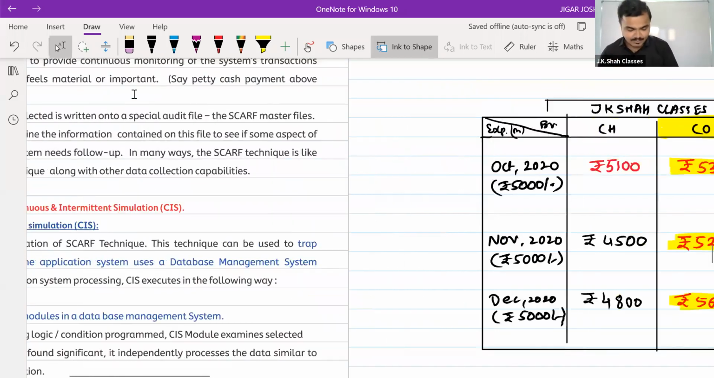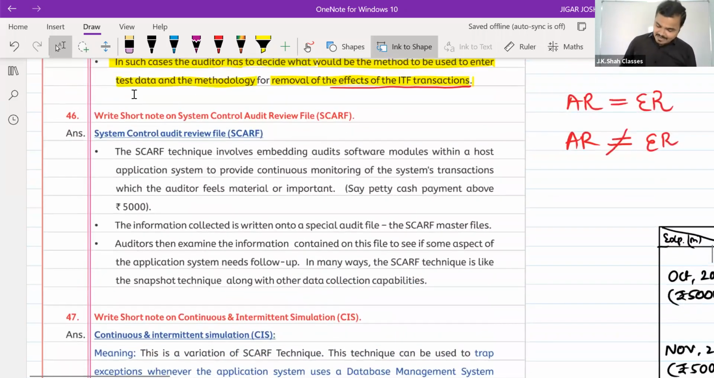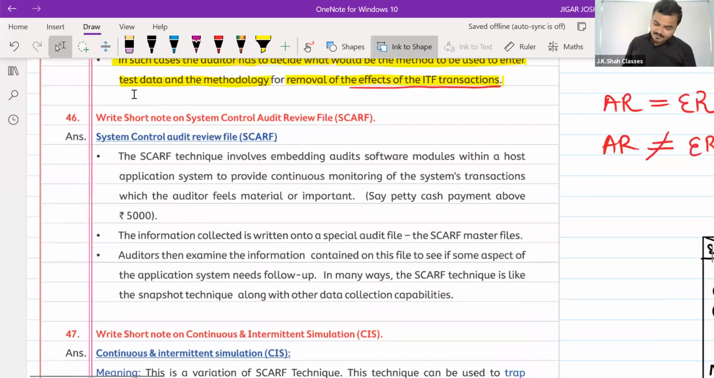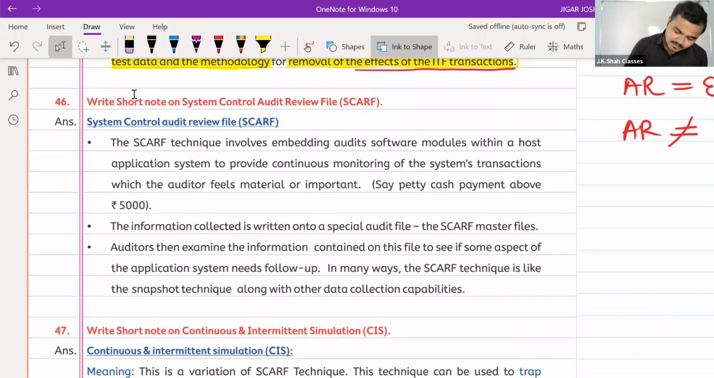But first, we'll read the theory of this. That is called the SCARF method. Called as which method, my dear chartered? System Control Audit Review File.